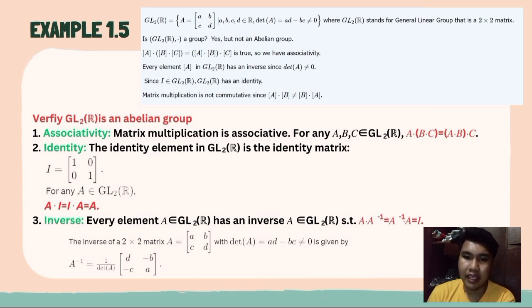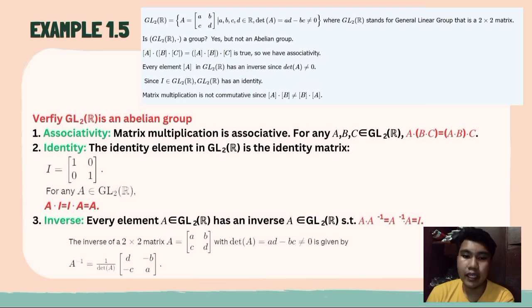So let's verify if the general linear group, that is 2 by 2 matrices for real numbers, is an abelian group. First, in the associativity, matrix multiplication is associative for any A, B, C that are elements of the general linear group of 2 by 2 matrices for real numbers. Then A times the quantity B times C is equal to the quantity A times B, times C.